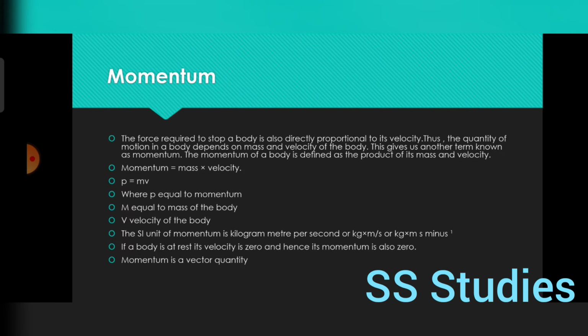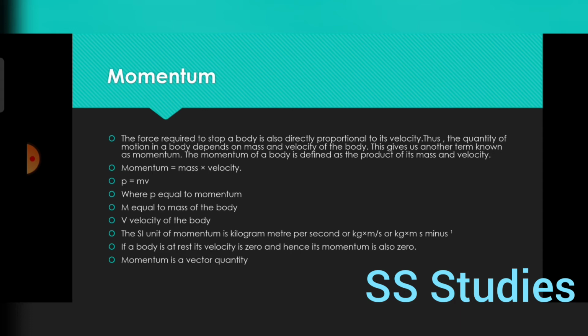Then what is momentum? The force required to stop a body is also directly proportional to its velocity. Thus, the quantity of motion in a body depends on the mass and velocity of the body. This gives us another term known as momentum. The momentum of a body can be defined as the product of its mass and velocity. So we can write momentum equals mass times velocity, or p = mv, where p is momentum, m is the mass of the body, and v is the velocity of the body.